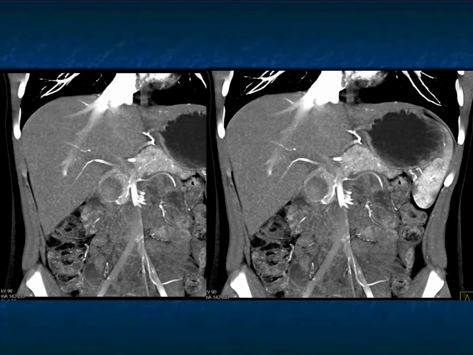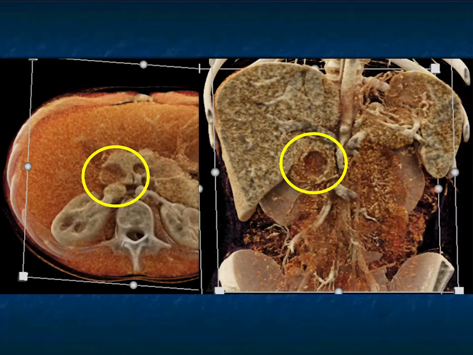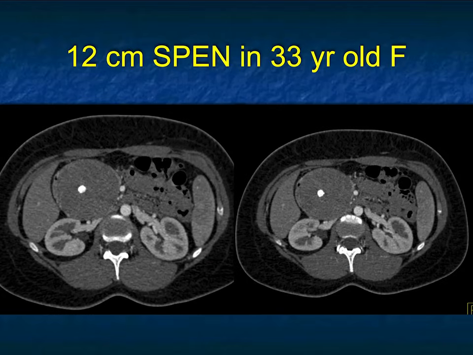You can see the mass projects down. There's some faint calcification in the lesion. Here's another SPEN tumor, cystic lesion in a young patient in the head of the pancreas, very well defined. Here's a 33-year-old female. I mentioned SPENs can calcify. They can calcify centrally, almost looking like a serous cystadenoma, but most of the time the calcifications are in the periphery and they're multiple linear calcifications.